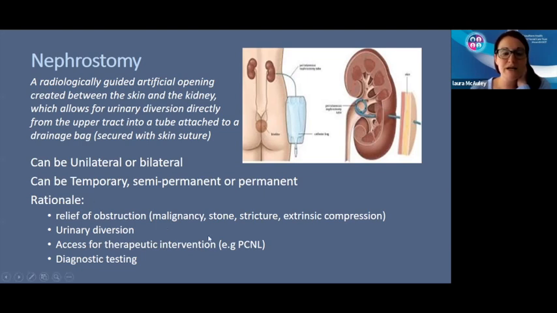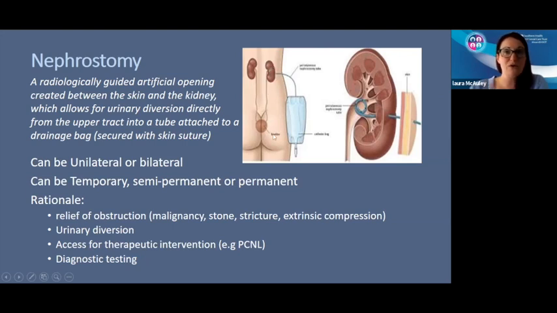So as I said, the rationales are relief of obstruction for various reasons. It may be urinary diversion if you're trying to do extensive surgery in the pelvis. It may be to gain access for therapeutic intervention. So for example, to begin a tract for the bigger stone surgery called PCNL, where you're going percutaneous, through the skin, nephro, kidney, lithotomy, so stone cut. So you're working your way through into the kidney and trying to deal with a big stone there.